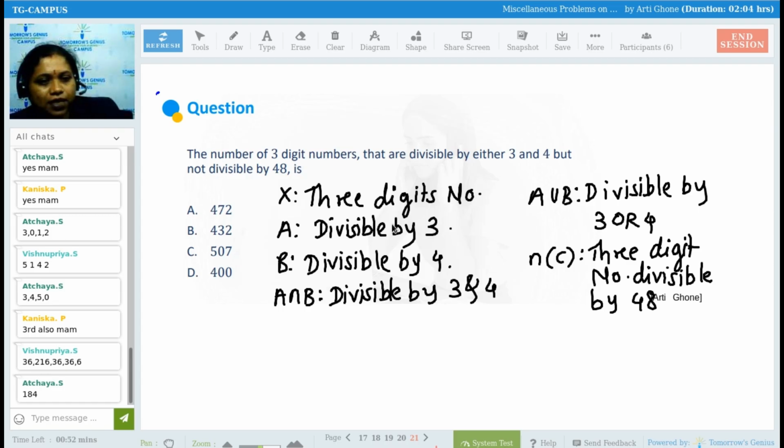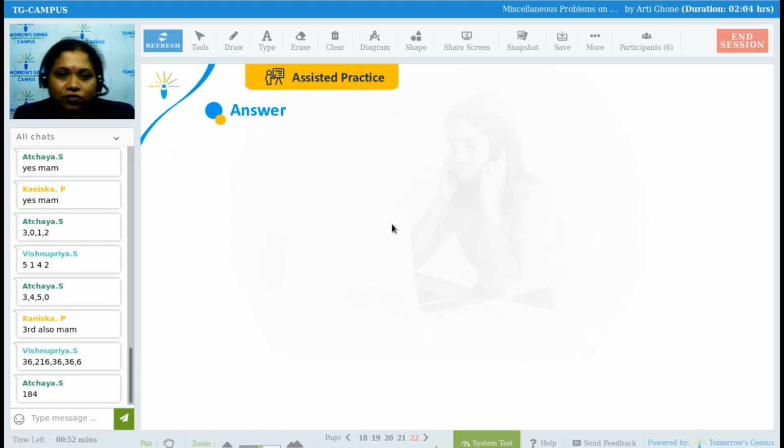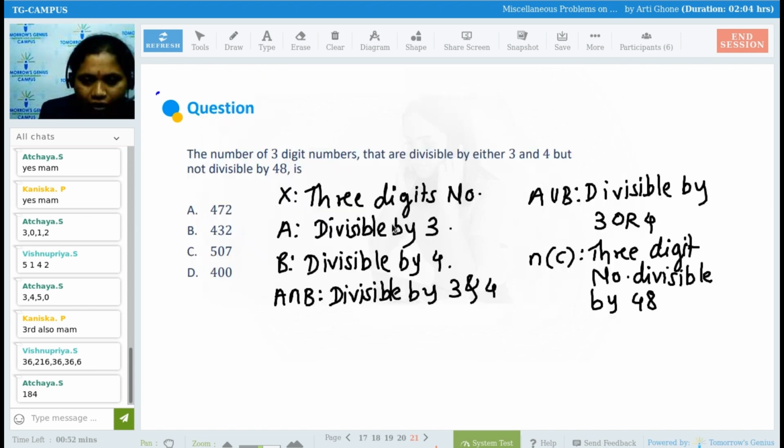Okay, so does anyone remember the table of 48? Calculate it. 48, how many cases? Just calculate N of C first. What is our required answer? Pay attention. The number of 3-digit numbers that are divisible by 3 or 4 is by the inclusion exclusion principle, but not divisible by 48. Okay. So divisible by 48 we need to subtract.